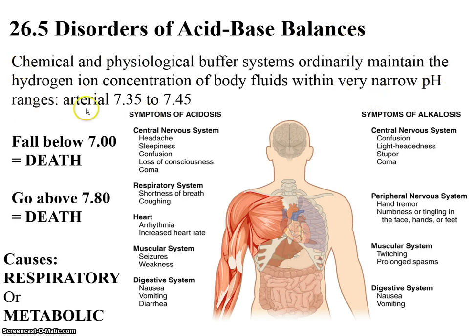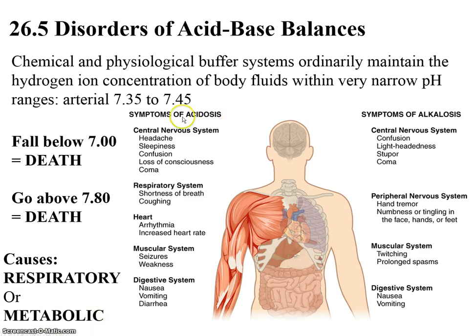Your blood pH is 7.35 to 7.45, and you should know that. That's basically what I just said. If it falls below 7 blood pH, you die. If it goes above 7.8, you die. And the basic causes of these imbalances are either going to be the respiratory system itself or something metabolic, which could be a variety of things, including the kidneys.